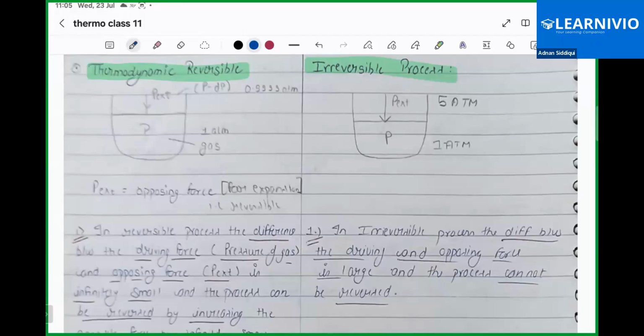So this is a category of reversible process. But on the other hand, suppose now you have applied a very big amount of pressure. Suppose you just started with 5 atmospheric pressure.